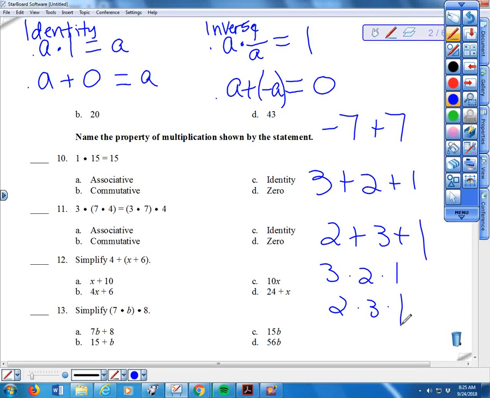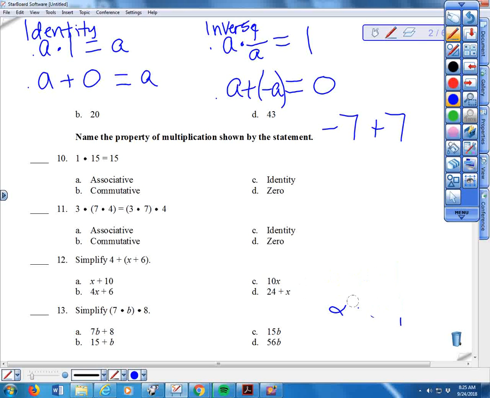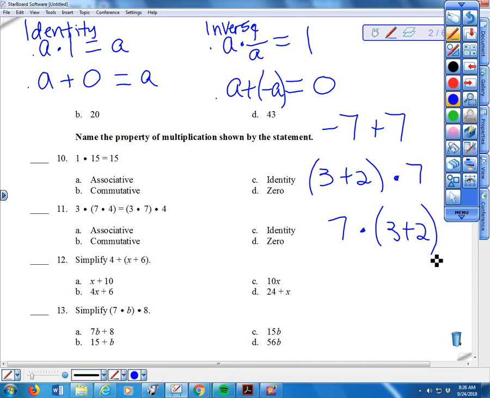What about, I'm going to give you a trick one here. Let's do this. Which property is this?